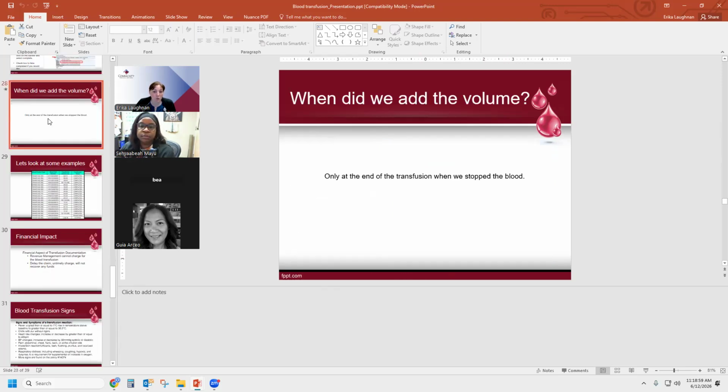And then this one will work in the presentation view. It'll say, when do we add the volume? And it'll be a blank screen. And then you're going to wait for them to answer you. And then you can hit any other click or arrow over or whatever. And it will say only at the end of the transfusion when the blood is stopped. That's just another quick reference point that we only do it then.